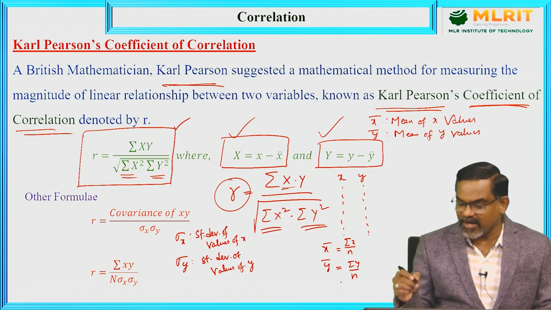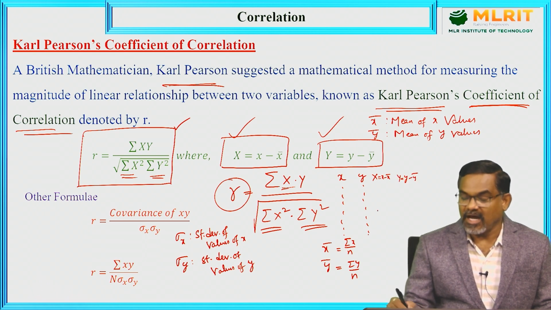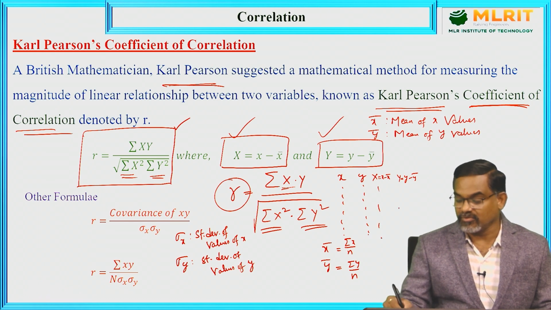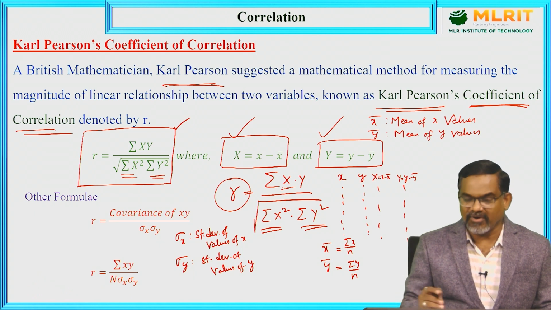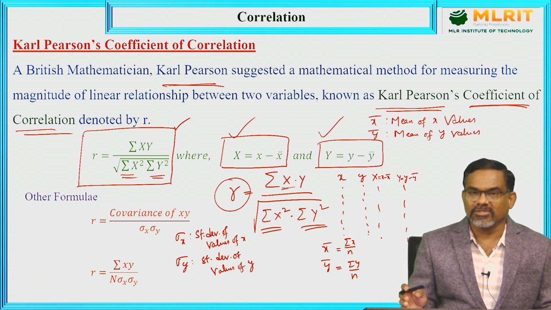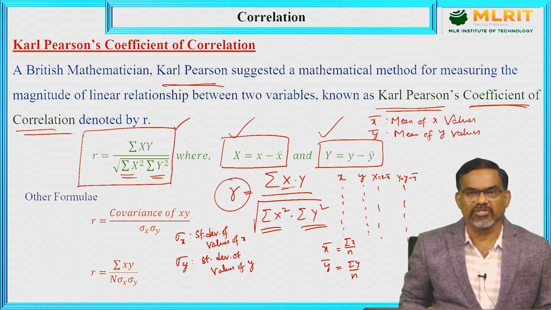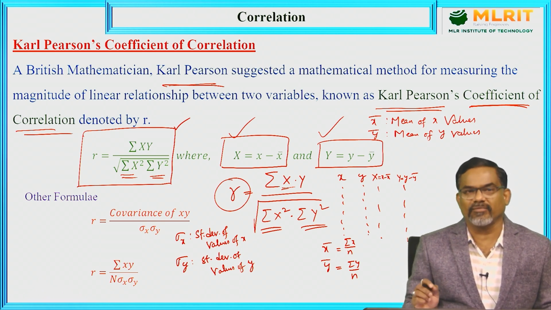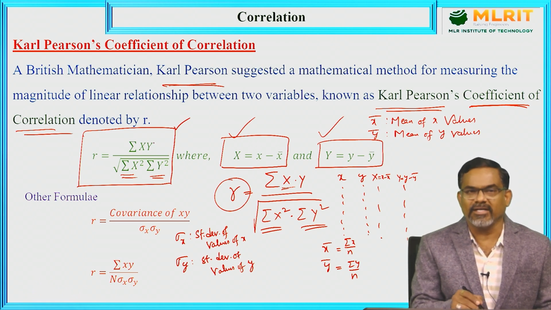After calculating x bar and y bar, let us find capital X, x minus x bar, capital Y, y minus y bar, and then the other required values will be calculated. So construct a table which gives the required values and substitute those sums in this formula. So Karl Pearson's coefficient of correlation measures the magnitude of the relationship between two variables given by R equal to sigma capital XY by under square root of sigma x square into sigma y square.